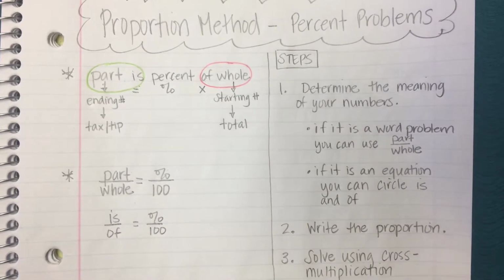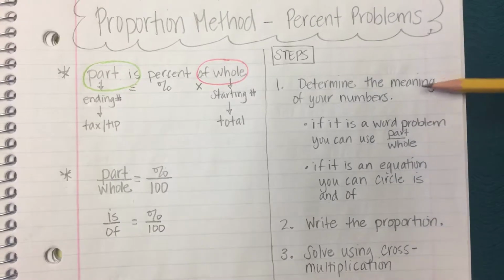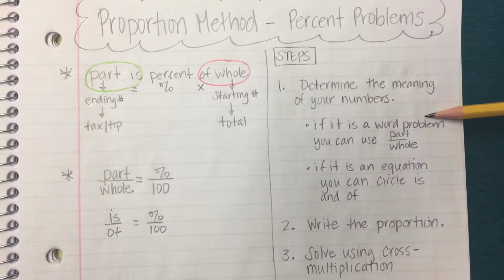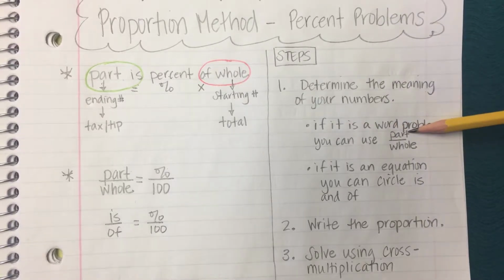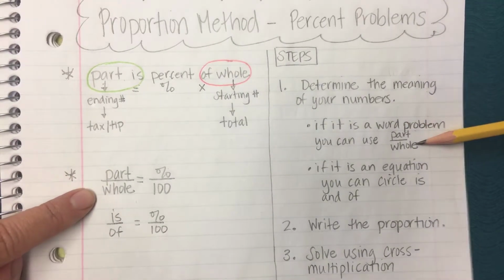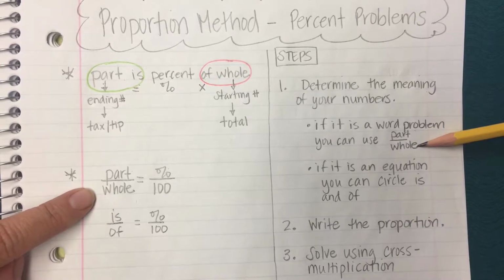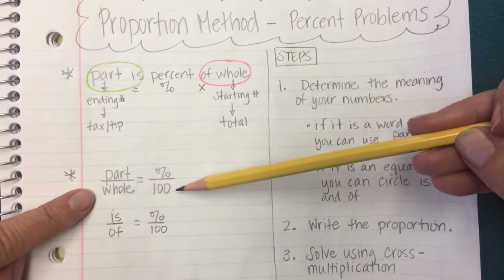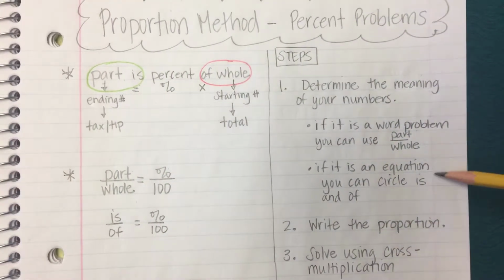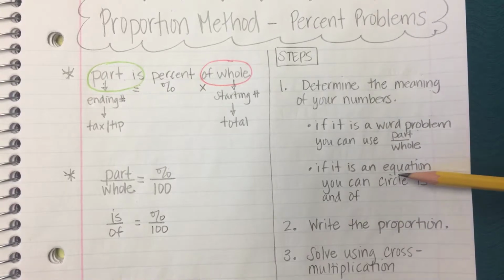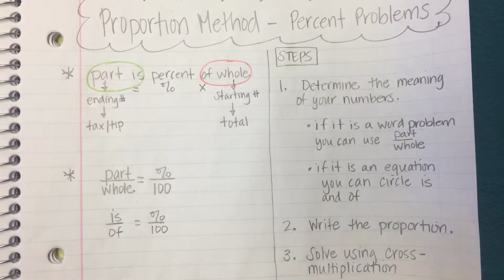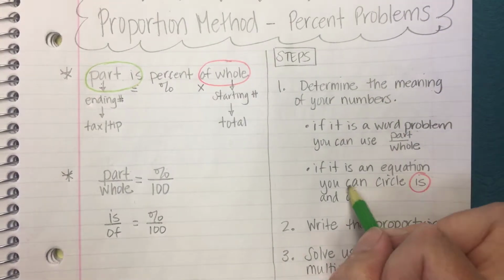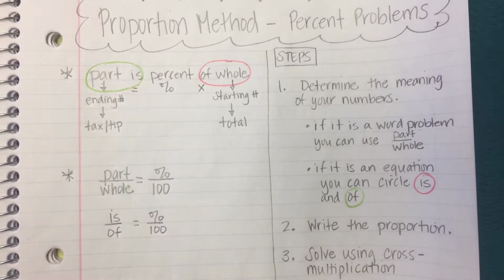Now, some steps to figuring out percent problems. The first thing you'll need to do is determine the meaning of your numbers. If it is in a word problem, you might be able to just use part over whole, because they give you the part and they tell you the total number or the whole number, and you can just fill in part over whole equals percent over 100. If it's in equation form, then you can circle the is and the of. Circle the is and circle the of. Then you'll know exactly where to place them in your proportion.